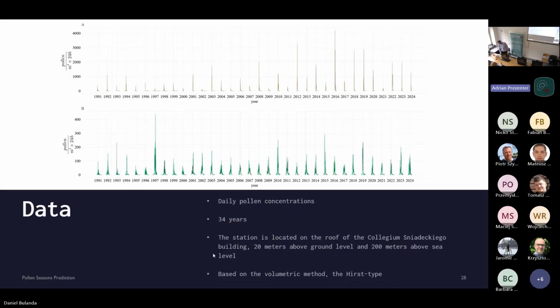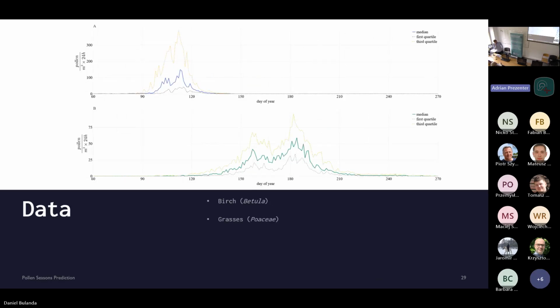Okay, so the station is located on the Kolegium Śniadeckiego in the center of Kraków, about 20 meters above the ground, and the measurement method is maybe not very important here. And this figure is really interesting because it shows how the concentration of pollen is distributed in terms of day of year among all the data, so this is 34 years.